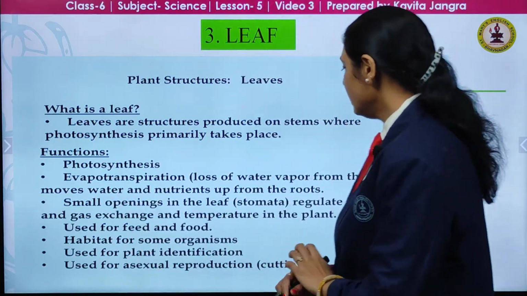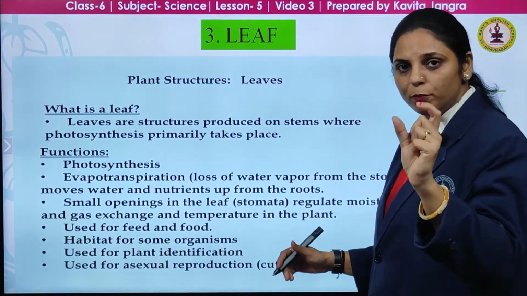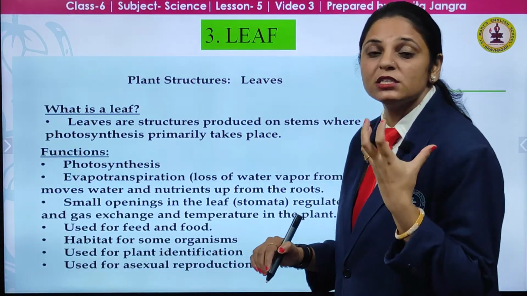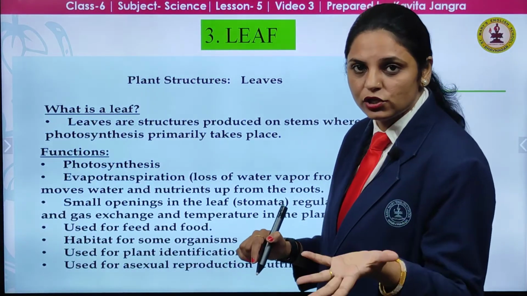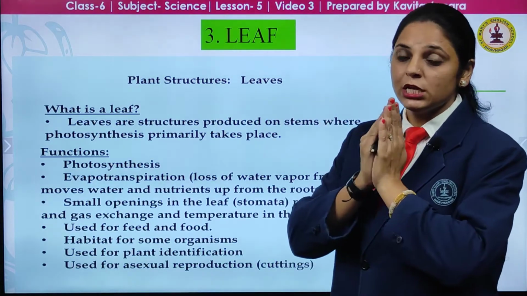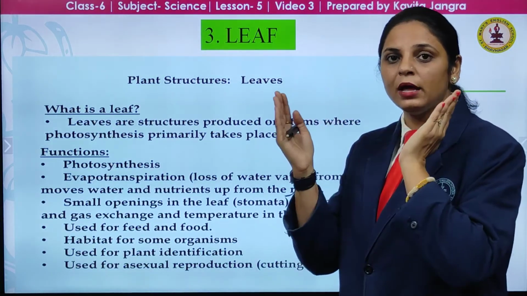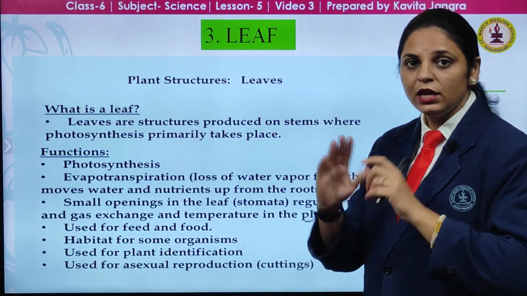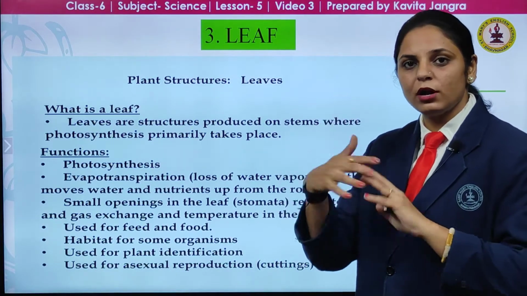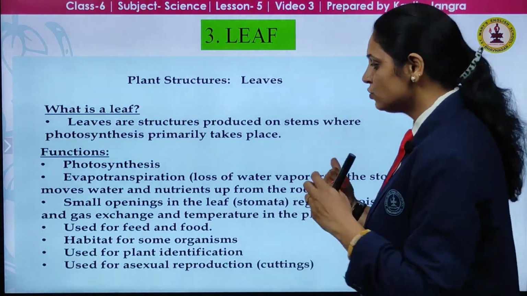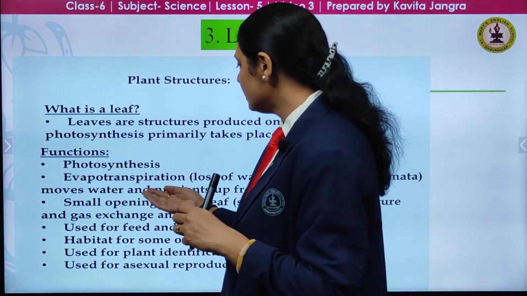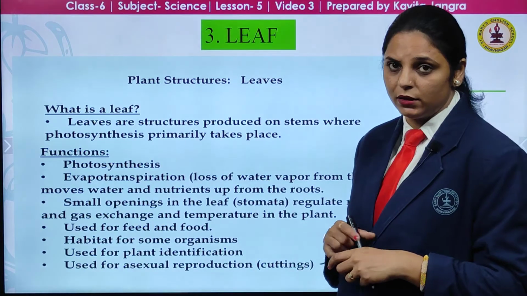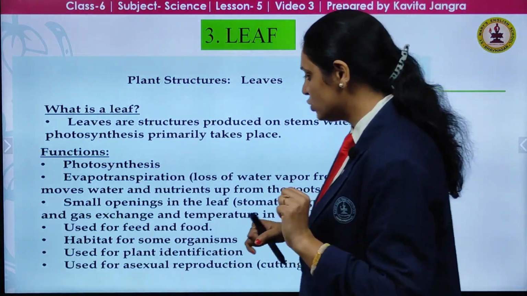The small openings in the leaf, as I told, that is stomata, regulate the moisture. What is the function of stomata? They regulate the moisture because they open and close, just like a security guard opens and closes the main gate and does not allow unwanted things. If it keeps open, then unwanted persons will come inside. Same here, stomata help in gas exchange and temperature regulation in the plant. These two things are performed by stomata.